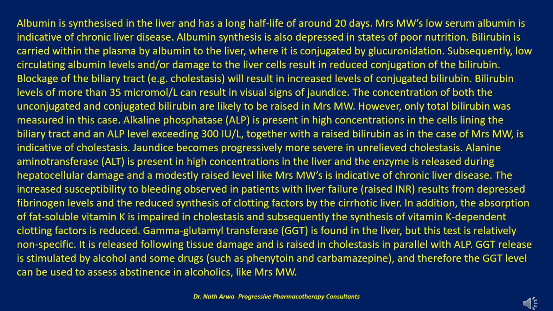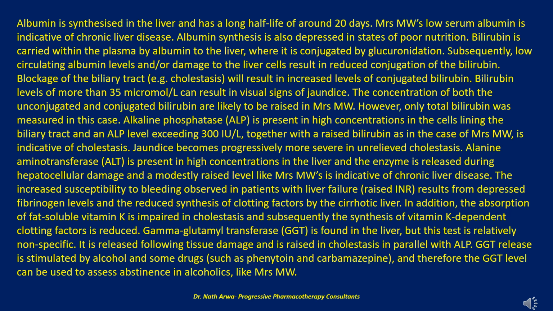Blockage of the biliary tract, e.g. cholestasis, will result in increased levels of conjugated bilirubin. Bilirubin levels of more than 35 micromoles per liter can result in visual signs of jaundice. The concentration of both the unconjugated and conjugated bilirubin are likely to be raised in Mrs. M.W. However, only total bilirubin was measured in this case.